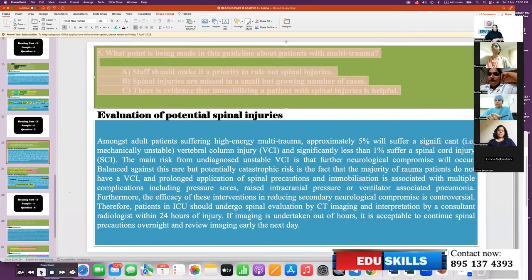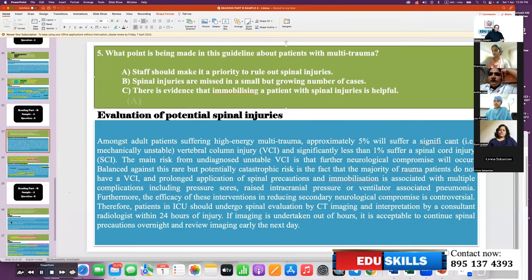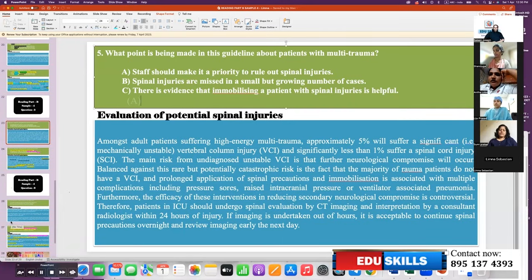As you listen, you have to read the script, either from the screen or if you have the copy. 5. What point is being made in this guideline about patients with multi-trauma? A. Staff should make it a priority to rule out spinal injuries. B. Spinal injuries are missed in a small but growing number of cases. C. There is evidence that immobilizing a patient with spinal injuries is helpful. What is the type of document? Guideline about patients with multi-trauma.